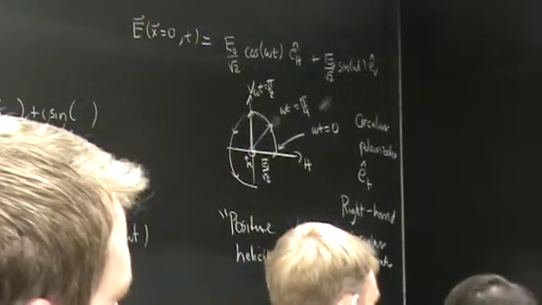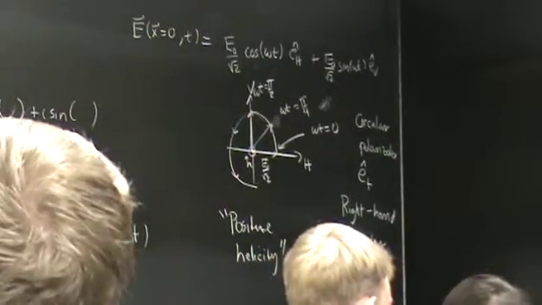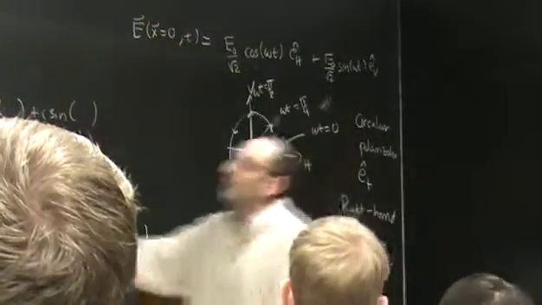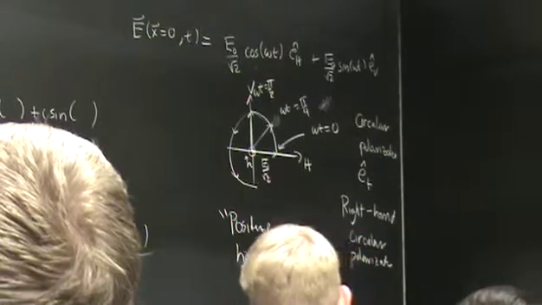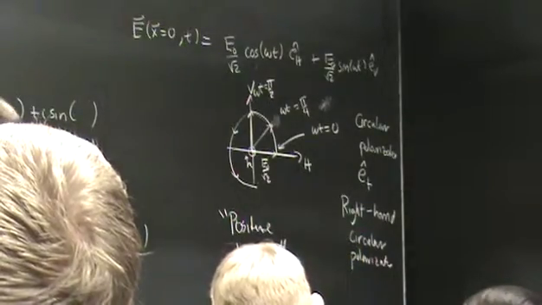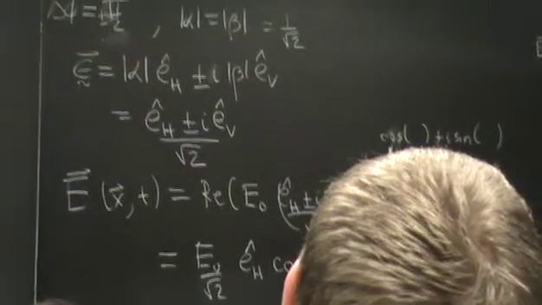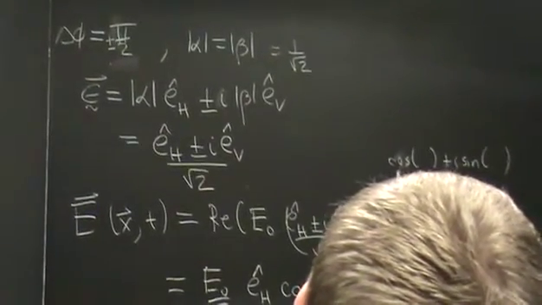Yeah? So presumably negative would be the other way around. The other way around. So if this is equal to minus pi over 2, then this is minus, and this would be minus, this would be minus, this would be plus, and this would be minus, and then it would go the other way.